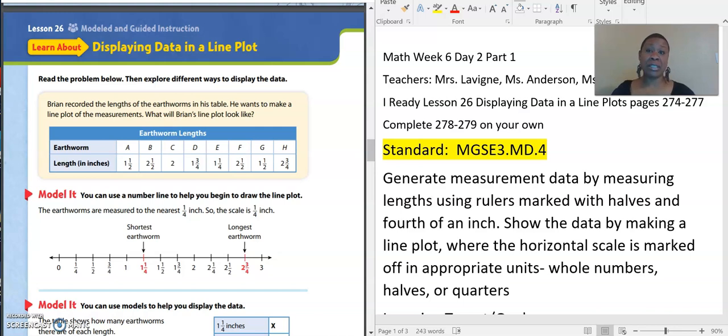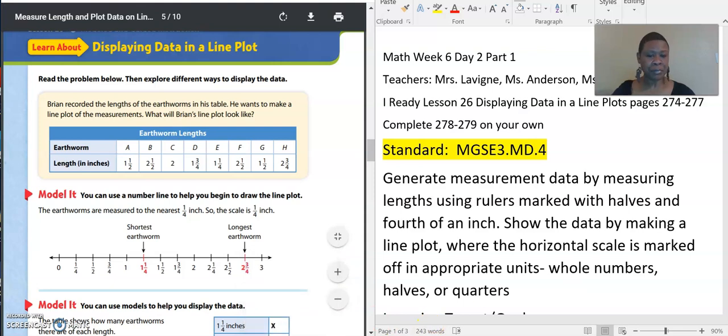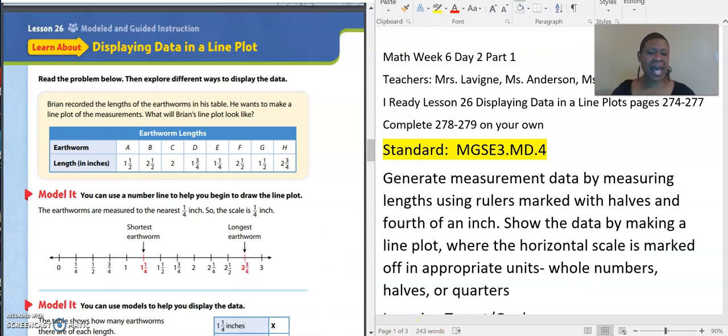Your standard for today is MGSE3.MD.4. You're going to generate measurement data by using rulers marked with halves and fourths of an inch. Show the data making a line plot where the horizontal scale is marked off in appropriate units: whole numbers, halves, and quarters.